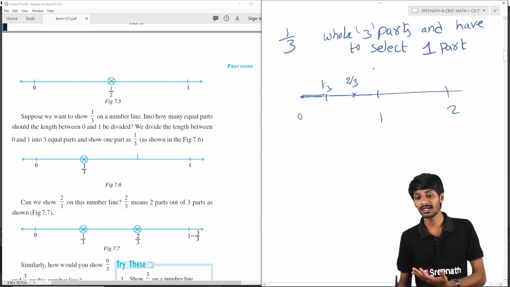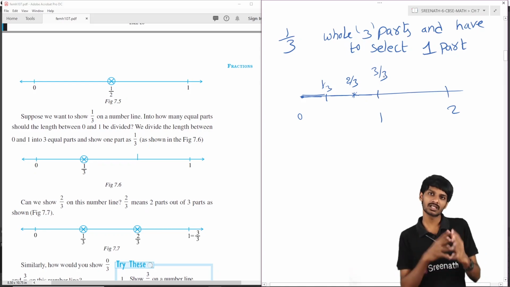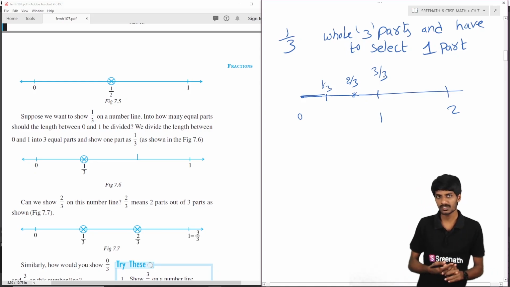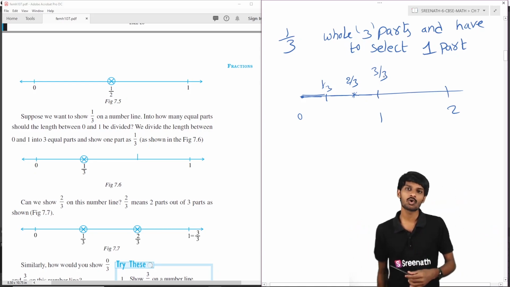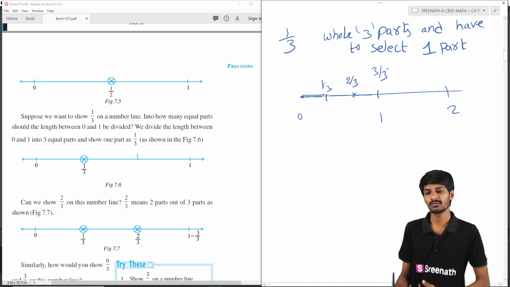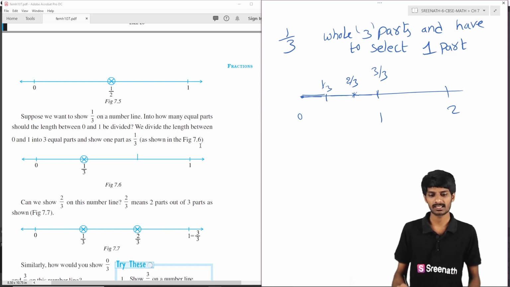Next there is 3 by 3. It means taking 3 parts out of 3 parts, which means taking the whole. So taking the whole means taking the 1. 3 by 3 gives rise to 1. That's why it is 1, students. This is the case.